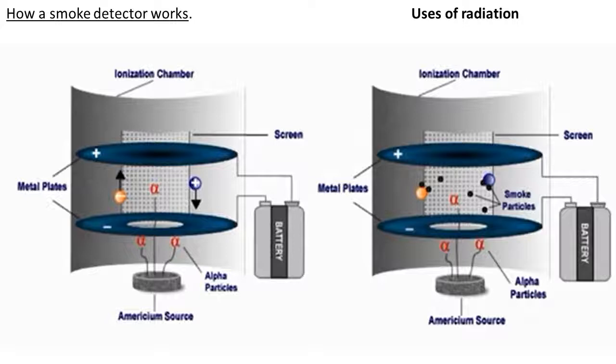Now what happens if there's a fire? You get smoke. The smoke particles get in the way of the alpha particles, so the alpha particles don't cause much ionization. Hardly any electrons now are making their way to the positive terminal. The current drops drastically. This is sensed and the alarm goes off. So just a bit of smoke is enough to stop these alpha particles, because if you remember, they're not very penetrating. And that's how a smoke detector works.